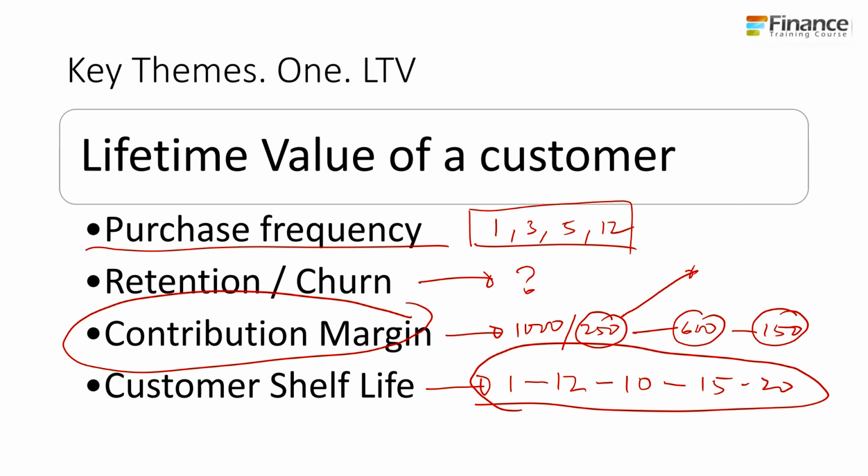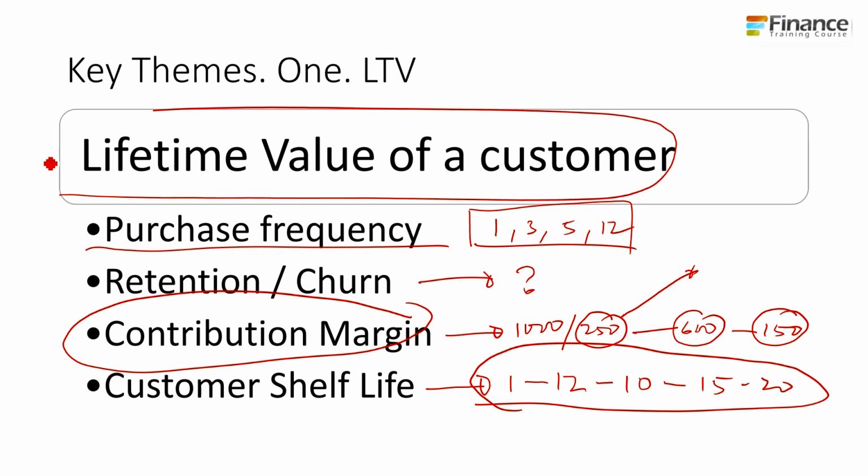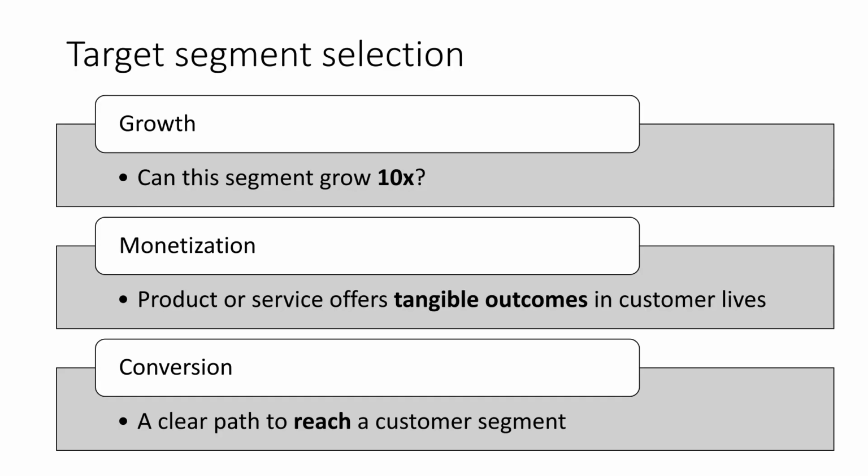So the first step is lifetime value of customer, right? This is the first thing. 4 parameters: purchase frequency, retention, contribution margin, and customer shelf life. Why are these components important? Speak about how do we grow this segment 10x. If you go back to the insurance industry example, what was the path? The path was sell more policies, X policies per customer.